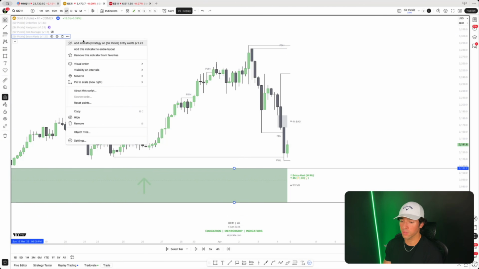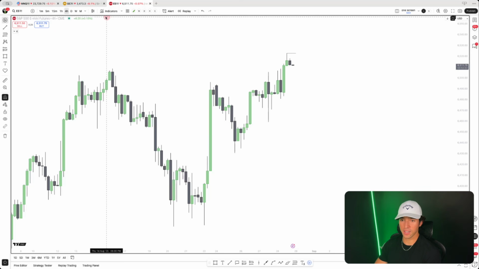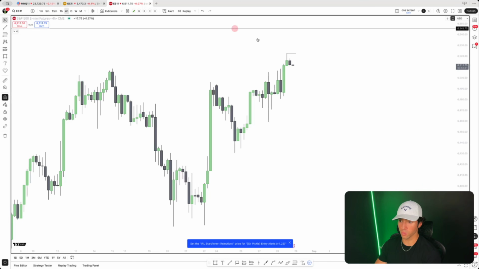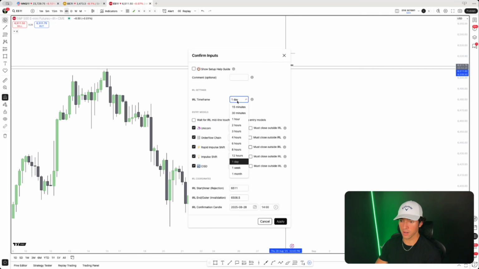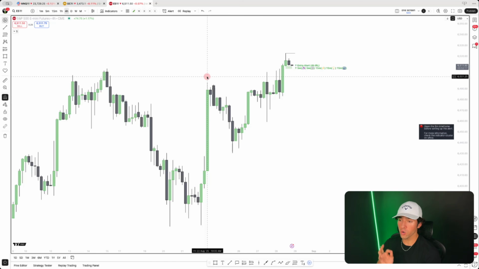Since this is replay, you don't see it. So I'm actually going to show you exactly what it would look like on a live example. So we see this 4 hour fair value gap on ES right here, right? So let's mark that up using the entry alert indicator. Let's set that to a 4 hour and let's click apply. I want to go to the lowest time frame I want to look for a potential entry from, right?